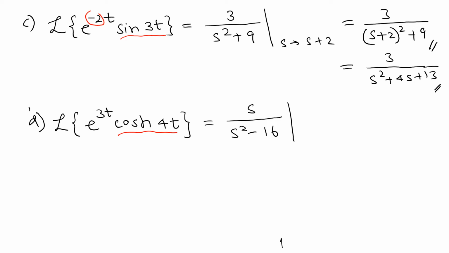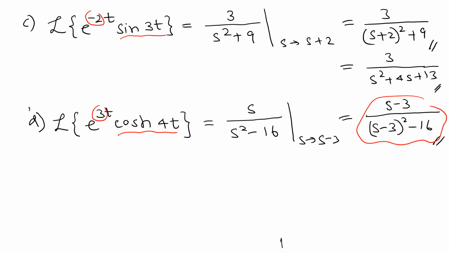Then what you replace s by. We have a 3 which is positive, so it's going to be s minus 3. Each s you replace by s minus 3, and then in the bottom, s minus 3 squared minus 16. So that's the answer.